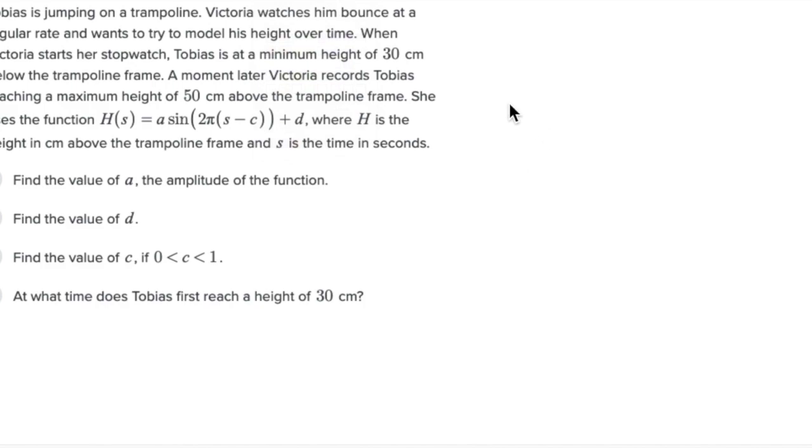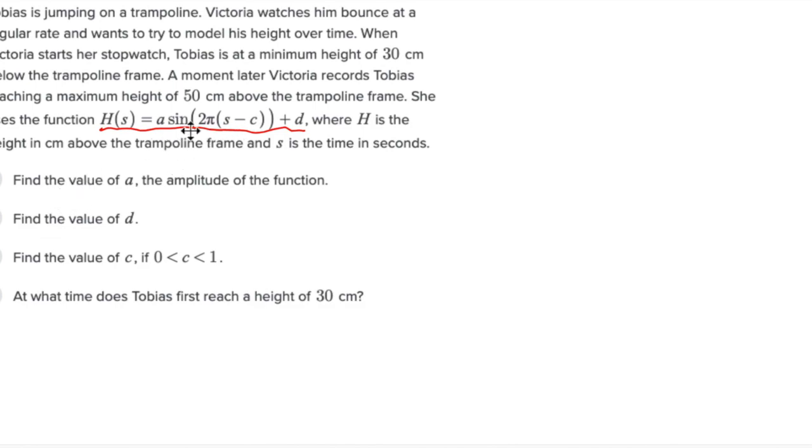All right, so here's another example of a real world problem using trig equations. Tobias is jumping on a trampoline, and Victoria watches. When Victoria starts her stopwatch, so this is important, that means time is 0 in the beginning.